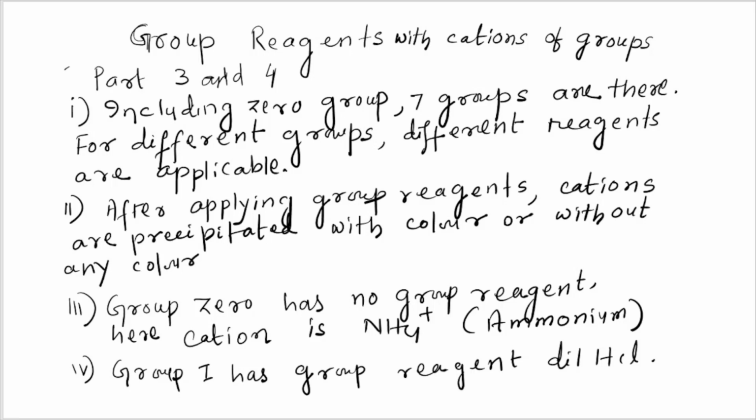The first one is group 0. Including group 0, there are 7 groups in total. For different groups, different reagents are required, and one should remember which reagents are applicable. Starting with group 0, we will see what group reagents are required.